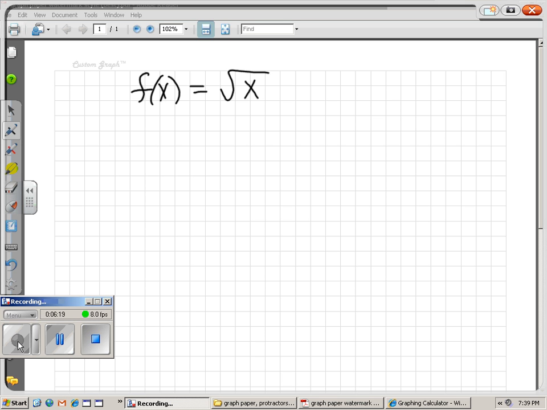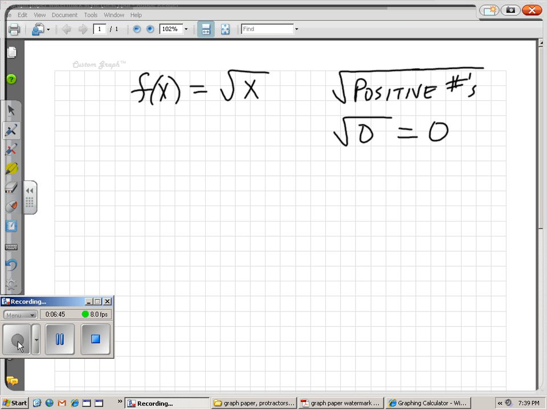All right, let's think about another special situation. What if f of x equals the square root of x? Well, what numbers do we know how to take the square roots of? Think about it. We can only take square roots of positive numbers. Okay, what's under the square root or what's under the radical needs to be a positive number. It can also be 0. We can take the square root of 0.